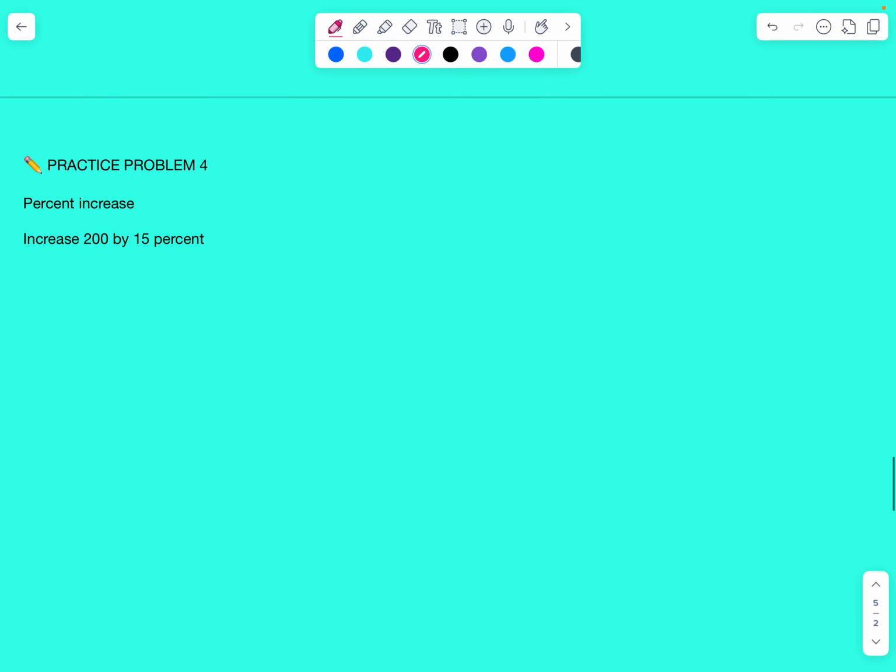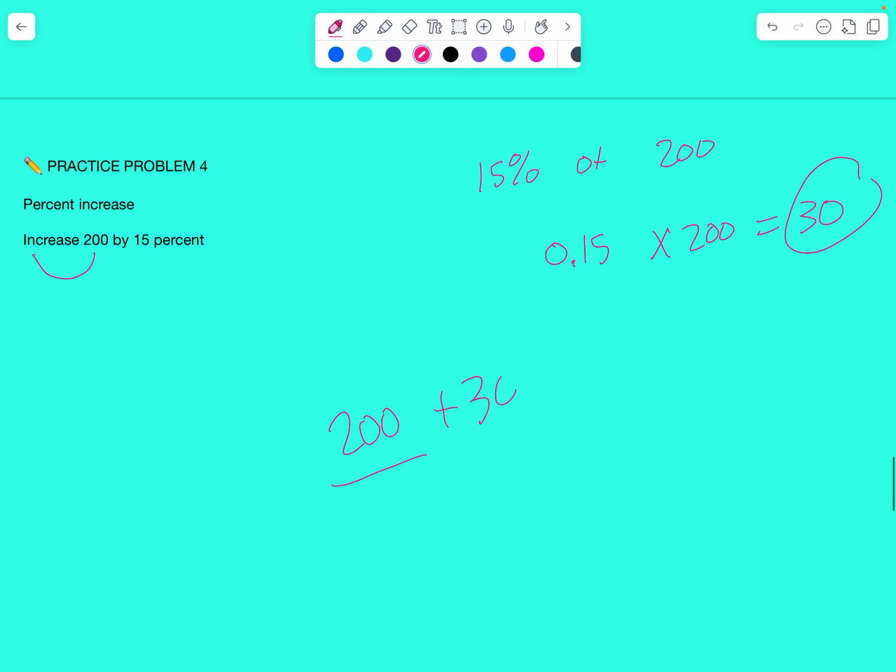Let's try this one. It's a percent increase. So it says increase 200 by 15%. So we have to find 15% of 200. So we have 0.15 times 200, which is 30. Okay. And if you guys want, I could do like a multiplication video. Just tell me what you need in the comments, and I'll deliver it. Just add the increase. So you have 200. You have to increase 200, which you have, by 15%, which is 30. So 200 plus 30 is 230. So 200 increased by 15% is 230.